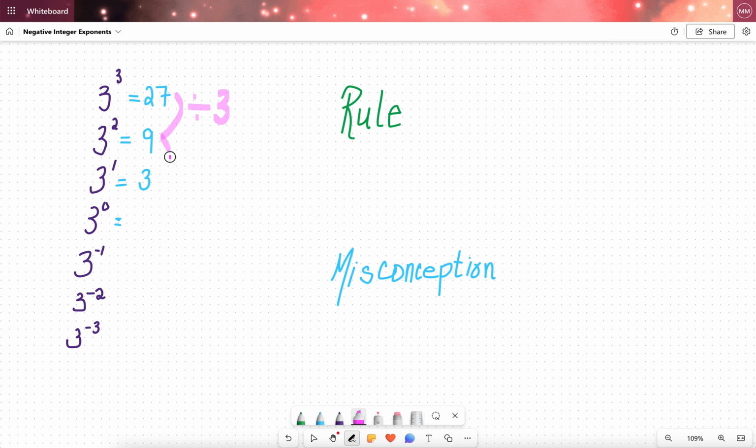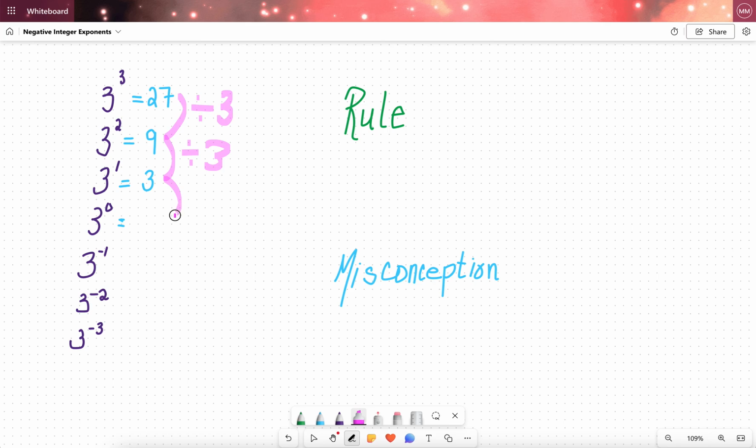What's happening from 9 to 3? Oh, well, I'm again dividing by 3. So if I'm going from 3 to the first to 3 to the 0th, and my pattern is divide by 3, what is 3 to the 0th? And then my students are able to answer 1. And I'd say, okay, awesome. That one got a little crazy there, huh?